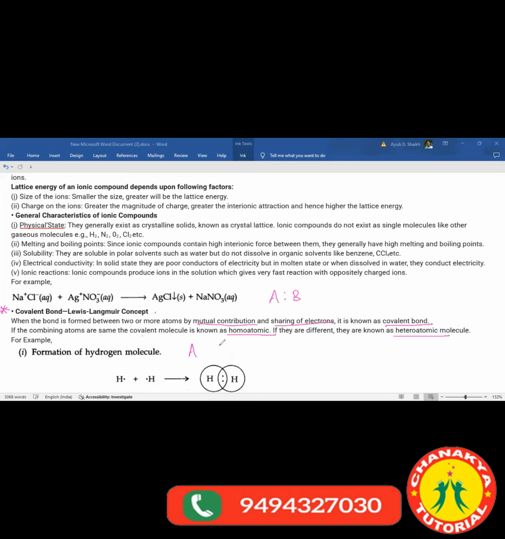Okay. If A and A combine with each other, it will be what? Homoatomic, right? It will form A2. And when A and B combine with each other to form AB, this will be what? Heteroatomic molecule. Fine. Now they have given certain examples of the formation of different molecules that we are going to see in detail. Shall I scroll it down? Okay.